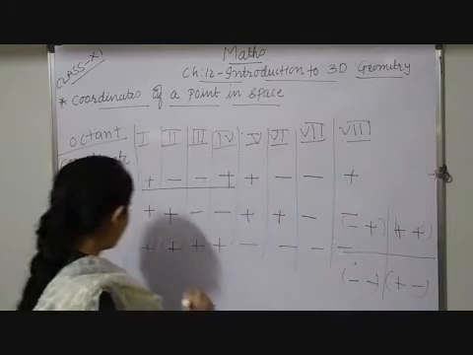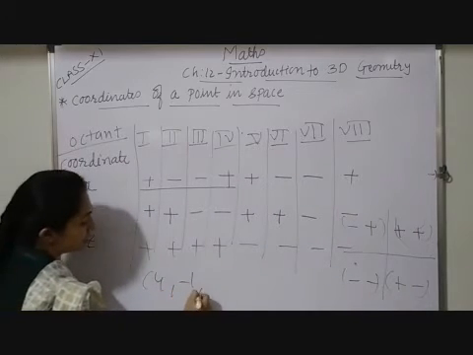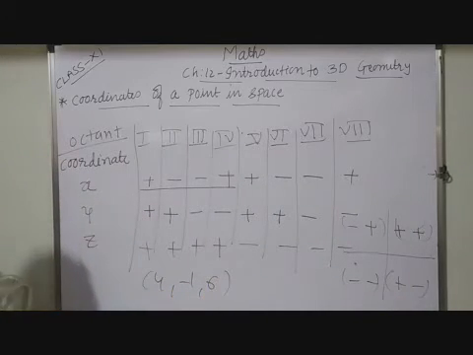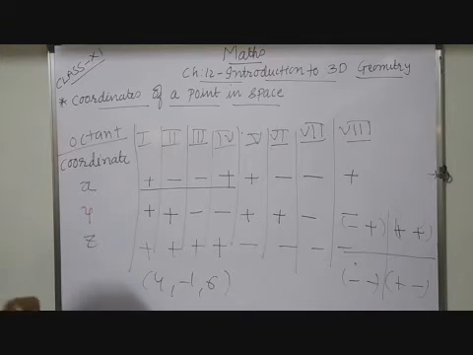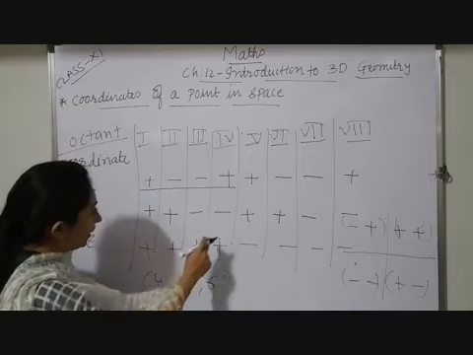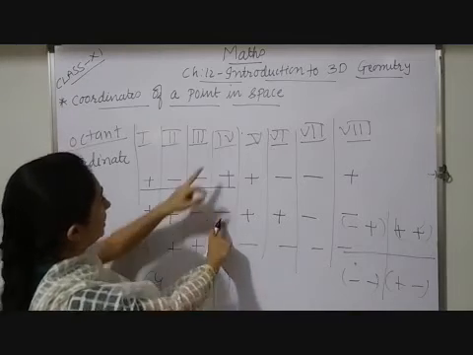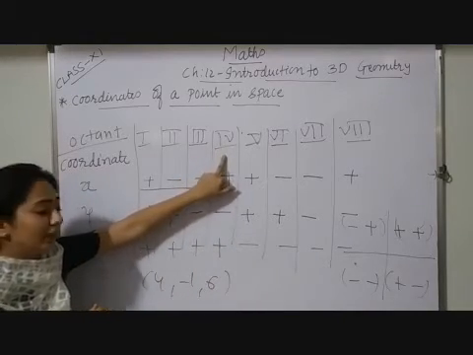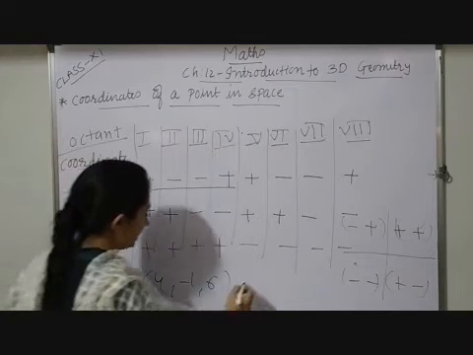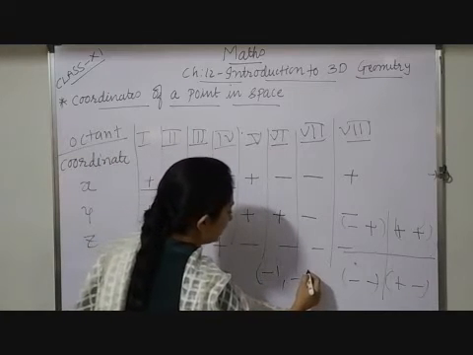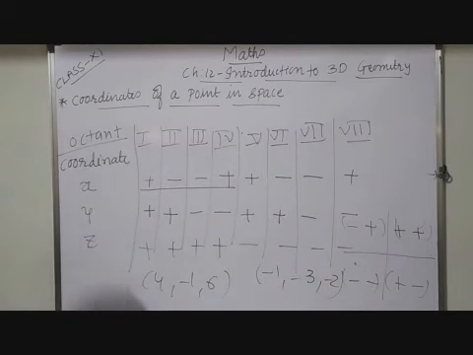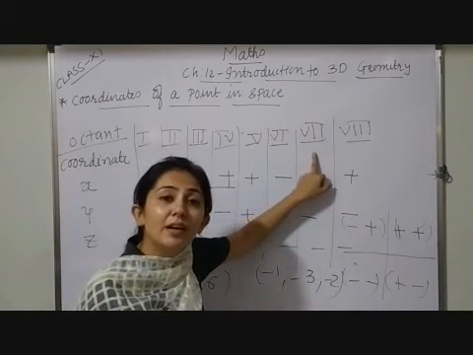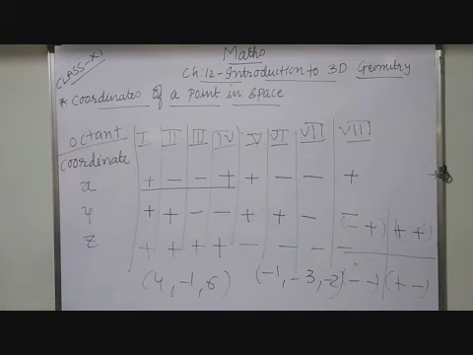Randomly one coordinate is given. Suppose 4, minus 1, 6. And if they ask you to identify which octant it lies in, you have to identify x positive, y negative, z positive. So it lies in the fourth octant. In place of that, suppose it is given minus 1, minus 3 and minus 2. All are negative. So it lies in the 7th octant. This way you may remember the signs of octants.